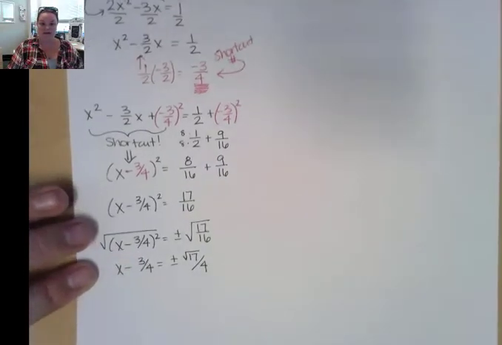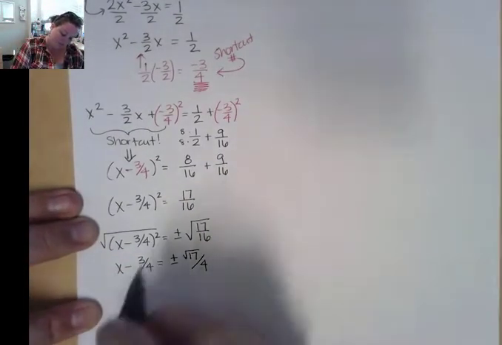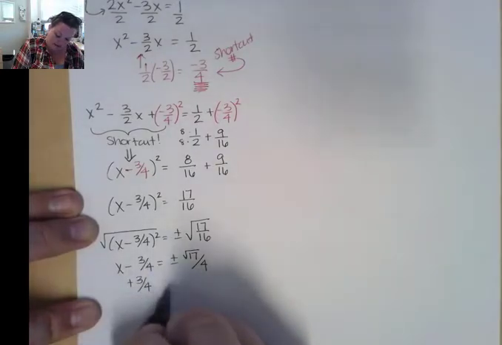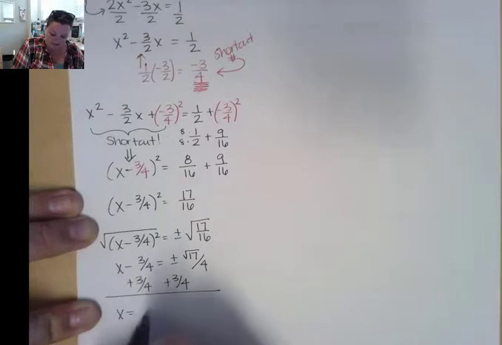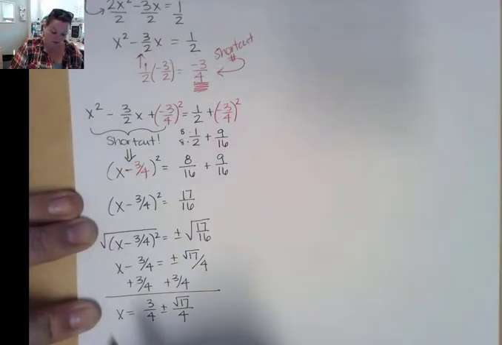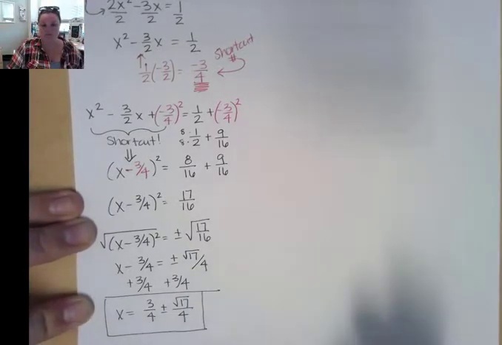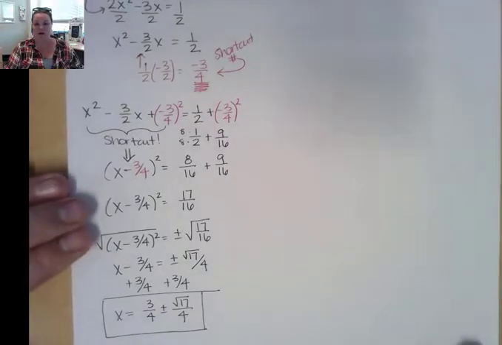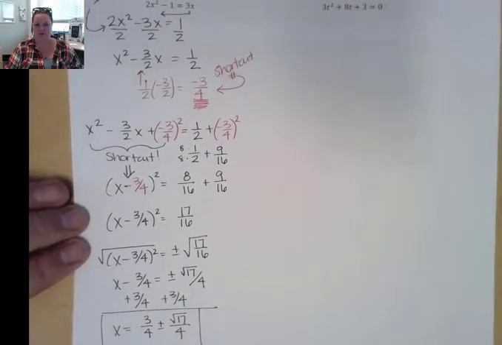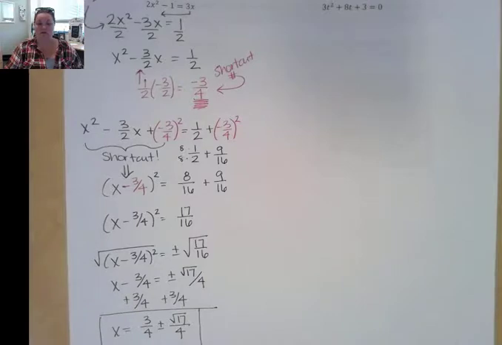Okay? And then the last thing I have to do is move my 3/4 over, and I do that by adding 3/4. So I end up with x is equal to 3/4 plus or minus the square root of 17 over 4. Again, my math lab may have you separate that and write it as 2 separate answers, but I'm fine on an exam or on a worksheet with you putting the plus or minus. So quick recap, okay, and then I'm going to do one more and then I'll have you all try some.